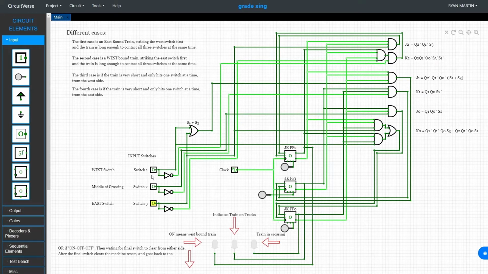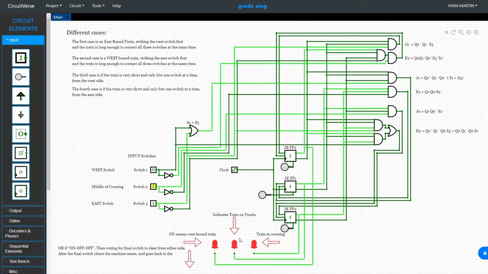So the second case is a westbound train striking the east switch first, so we strike the east switch. Now we have a westbound train, an indication that the train is on the tracks. And then we strike the middle switch. That means there's a train in the crossing. Then we strike the final switch.